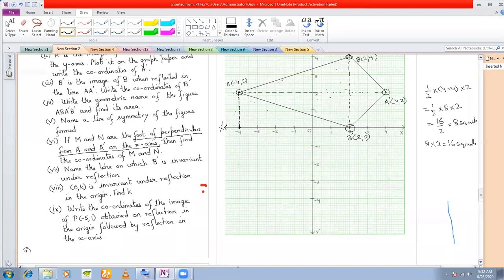This point M is the foot of the perpendicular. This point lies on the x-axis, so the y coordinate will be 0, and it is in the negative direction of x, so this is M (-4, 0). And N is the foot of the perpendicular from A dash. You draw a perpendicular on the x-axis to N. Since it is again on the x-axis, the y coordinate will be 0, and since this distance is 4 units in the positive direction, this will be (4, 0).